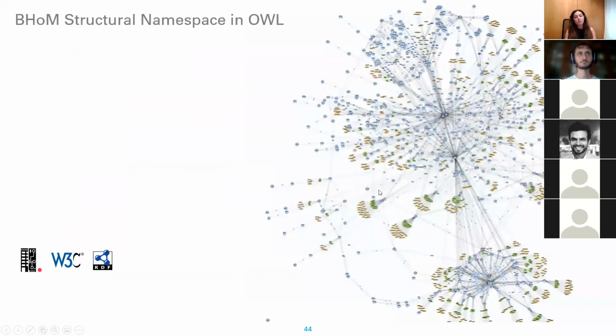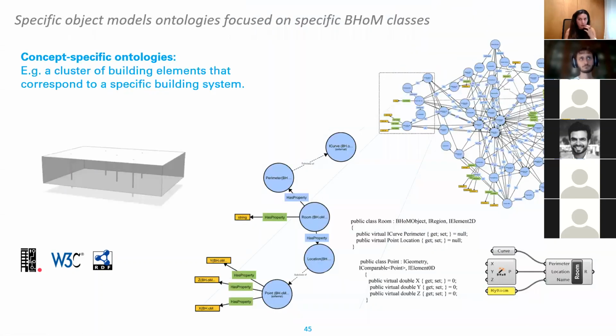Whatever can be modeled in BHoM can be converted directly to a knowledge graph. Here with Alessio, we did the full conversion of the structural namespace and all elements that exist in the structural namespace of BHoM to a knowledge graph, and it resulted in this huge graph. Here, for example, we have generated a graph only for some specific elements. For example, we have a small building, and we can design its elements and see the relations between the spaces.